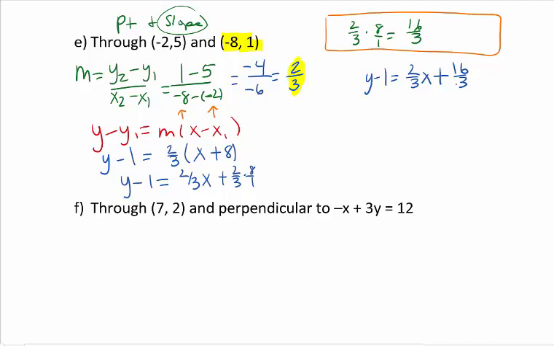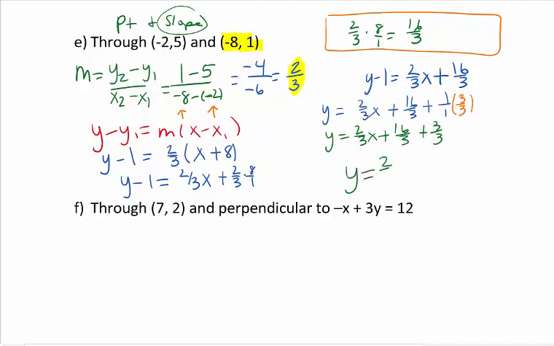I now need to add 1 to both sides. So I'm going to get y equals 2/3 x plus 16/3 plus 1, which is 1 over 1. I need a common denominator there, so I'm going to multiply that by 3 over 3. Y equals 2/3 x plus 16/3 plus 3/3. Denominators match. Keep my denominator, add my numerator. So my answer here, y equals 2/3 x plus 19/3.